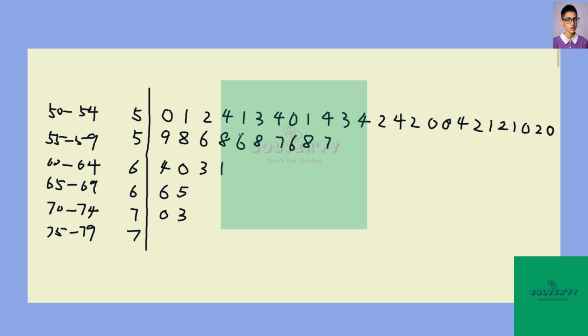The next thing we are gonna do is to arrange the data within each category. So for example, for 7 here, 0, 3 is already ranked, and for the next one, 6, 6, 5, we should write 5, 6 instead, from small numbers to big numbers, and then move on. For 60 to 64, this category, we should write 0, 1, 3, and 4, right?